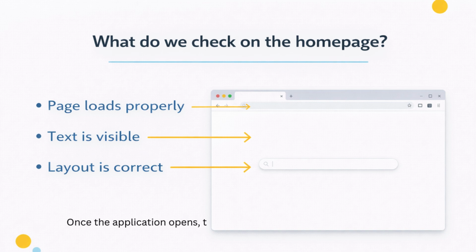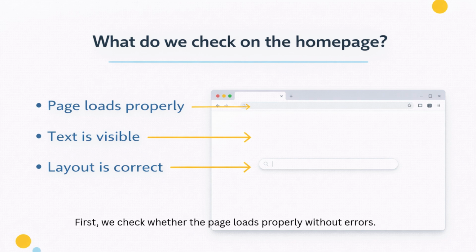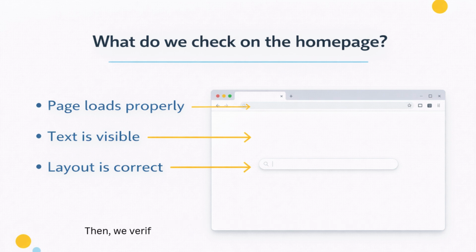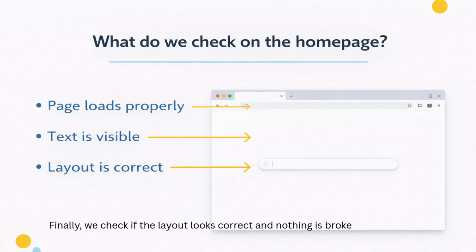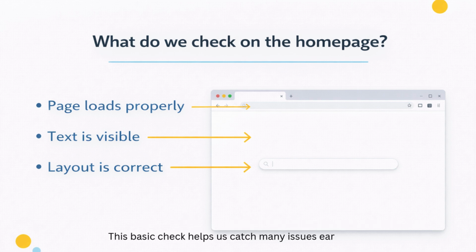Once the application opens, the next step is testing the homepage. First, we check whether the page loads properly without errors. Then, we verify that all text is clearly visible and readable. Finally, we check if the layout looks correct and nothing is broken or misaligned. This basic check helps us catch many issues early.